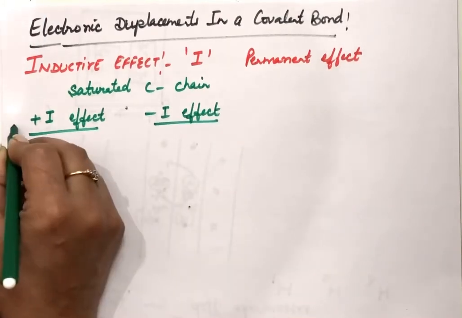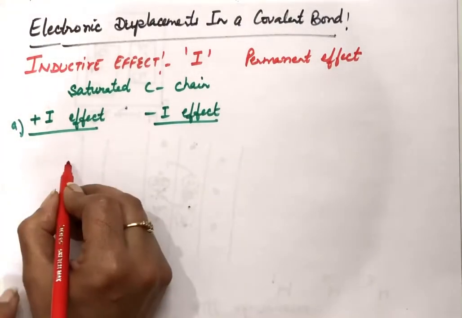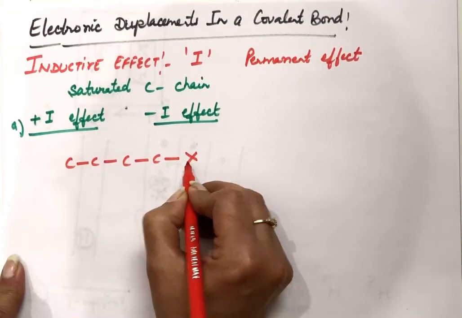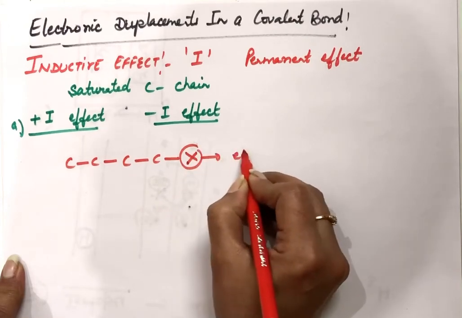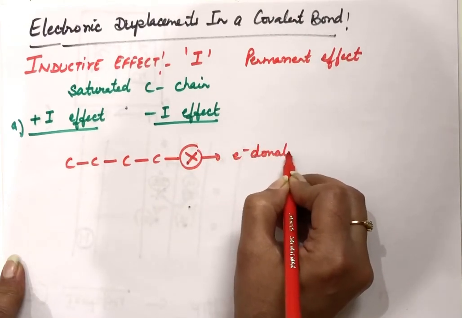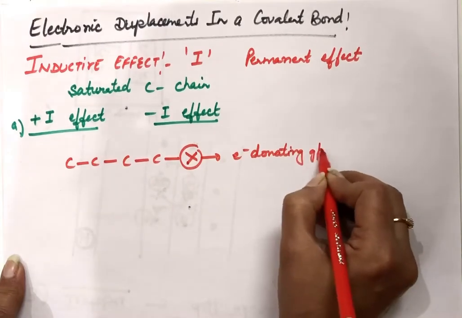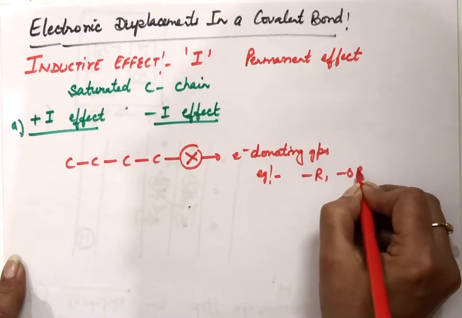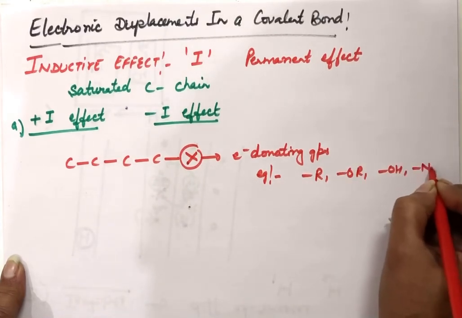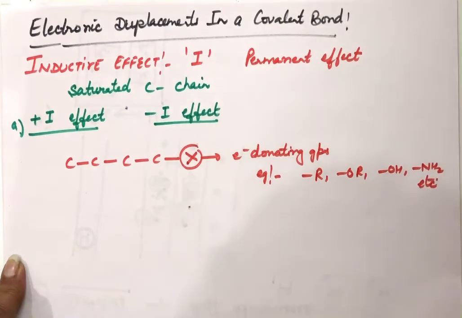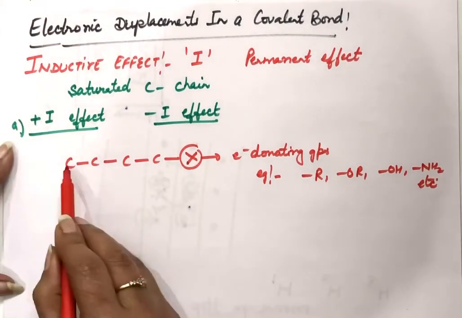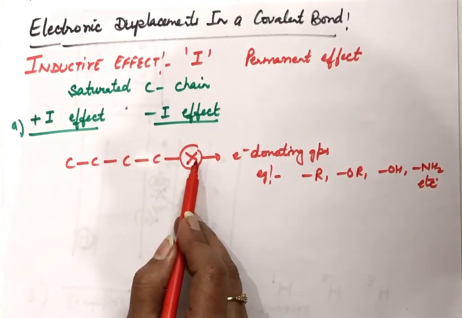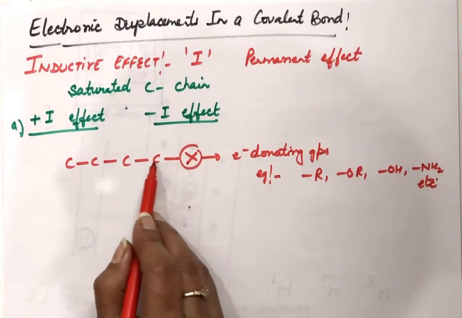Plus I effect: first of all, take a saturated carbon chain, and to the end of this there is an electron releasing group, an electron donating group, attached. Examples of electron donating groups are alkyl group, alkoxy group, OH group, amino group, etc. If this kind of group is attached to the saturated carbon chain, what will this group do? This will release electrons. This will give electrons to the carbon chain.